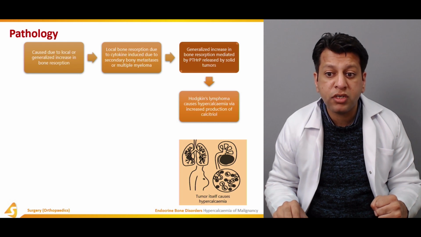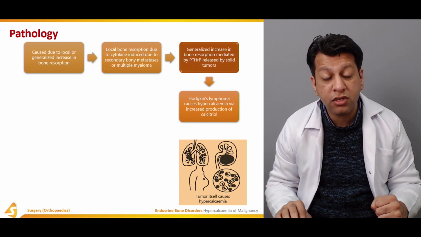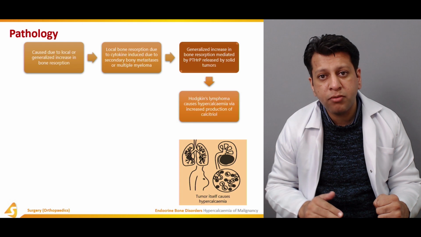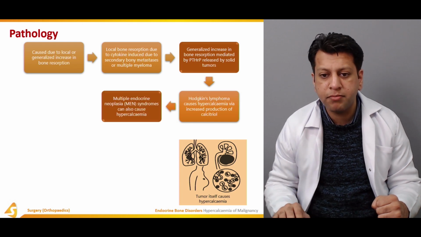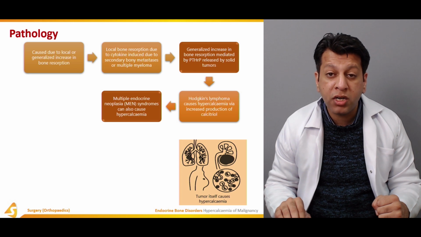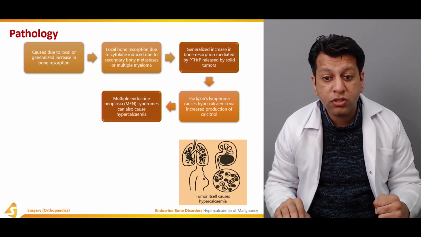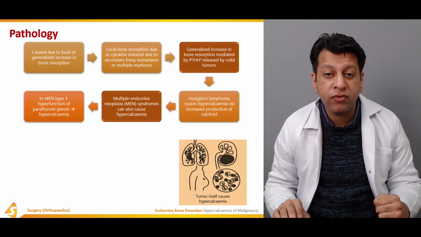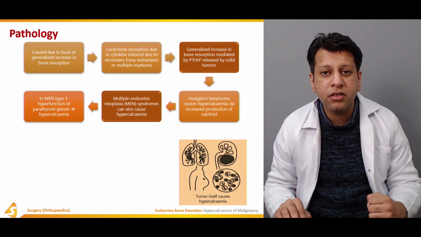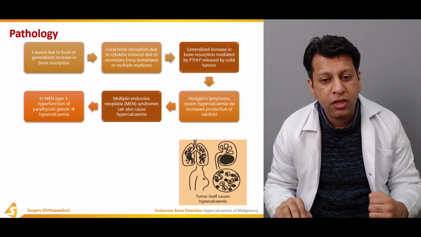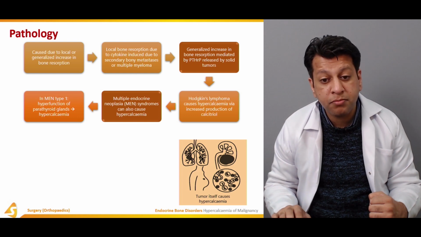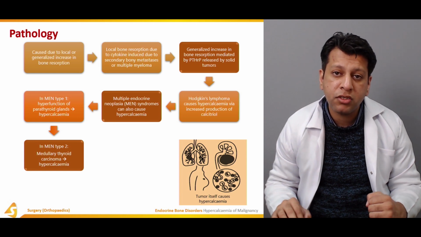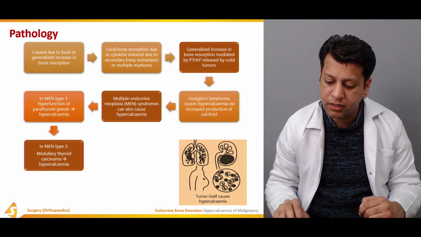Hodgkin lymphoma may be present. Hodgkin lymphoma causes hypercalcemia by increasing the production of calcitriol, which is the activated form of vitamin D. This causes increased absorption of calcium in the gut, eventually leading to hypercalcemia. It may also be associated with multiple endocrine neoplasias, which also cause hypercalcemia. In MEN type 1, hyperfunctioning of the parathyroid glands eventually leads to hyperparathyroidism. In MEN type 2, medullary thyroid carcinoma actually causes hypercalcemia. This is also causing a secondary type of hyperparathyroidism.